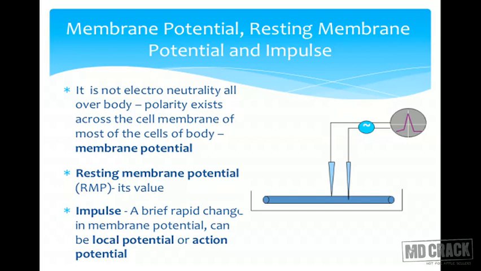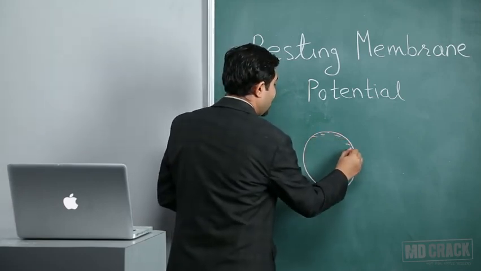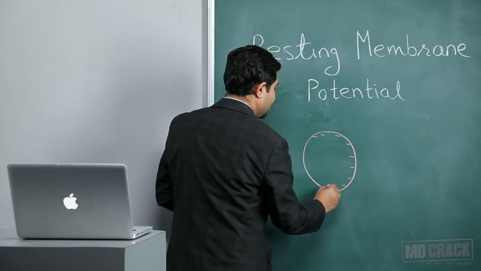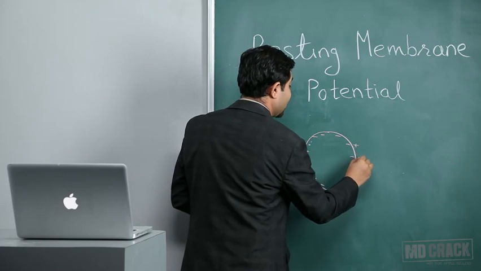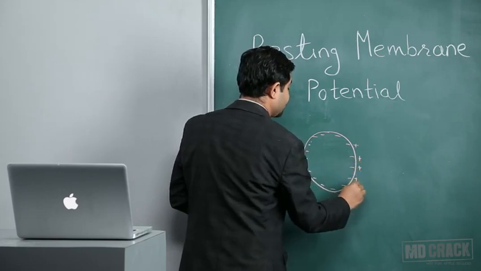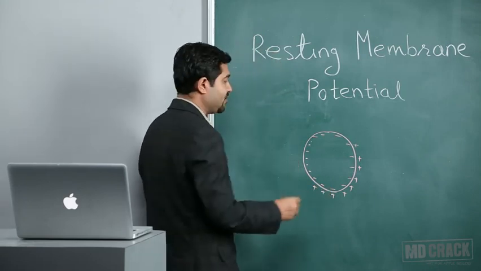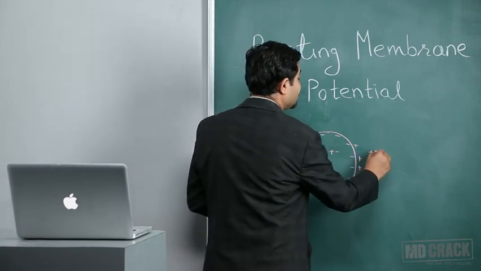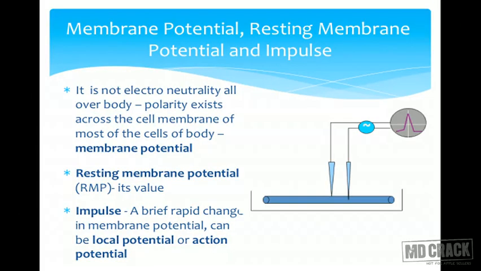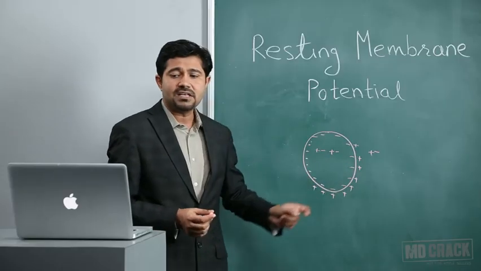Now, what is the meaning of that? Suppose this is the cell. There will be a potential across the cell membrane. Inside this, suppose it is negative and outside it will be positive. But at the rest of the places, there will be electroneutrality: positive charge, negative charge, positive charge, negative charge. Here also positive and negative. So electroneutrality will be there at the other places. The potential will exist only across the cell membrane.